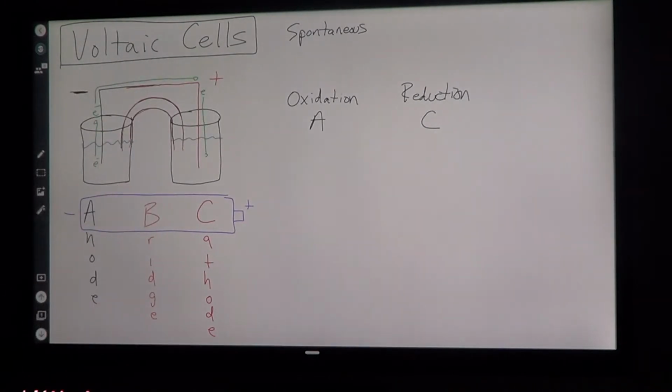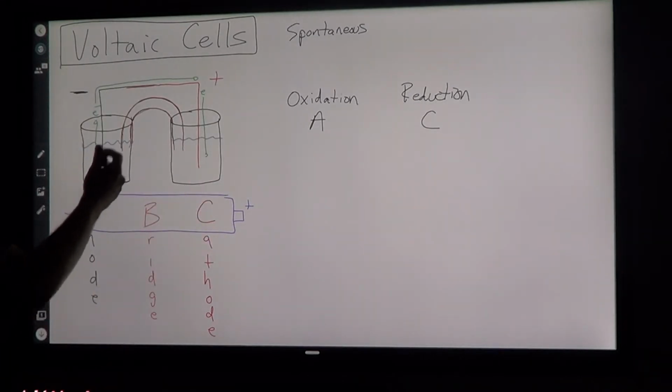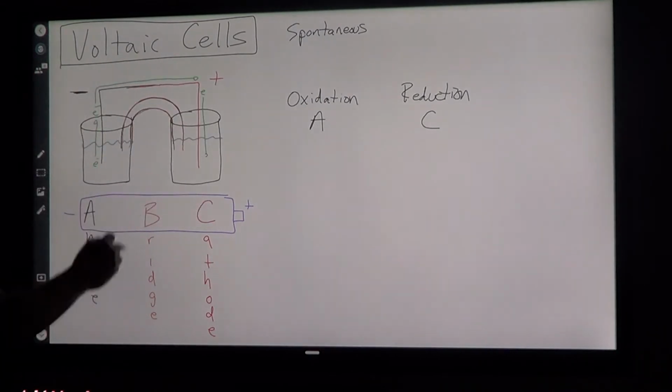So make sure you understand, if you draw it from scratch, always put the anode on the left, the cathode on the right. That way the electrons go clockwise. The salt bridge always goes in the middle.